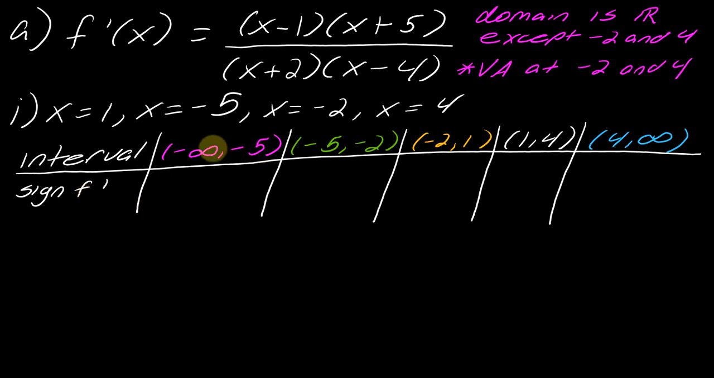So just to start here, what would be a good test point that's in this interval? You don't want to choose -5 because we've already established that this is either where the derivative will equal 0 or will be undefined. So you want something that's solidly in the interval. And that's why I put these rounded brackets around, to tell you to not choose those numbers at the end. So a good choice in this case would be x equals -6.